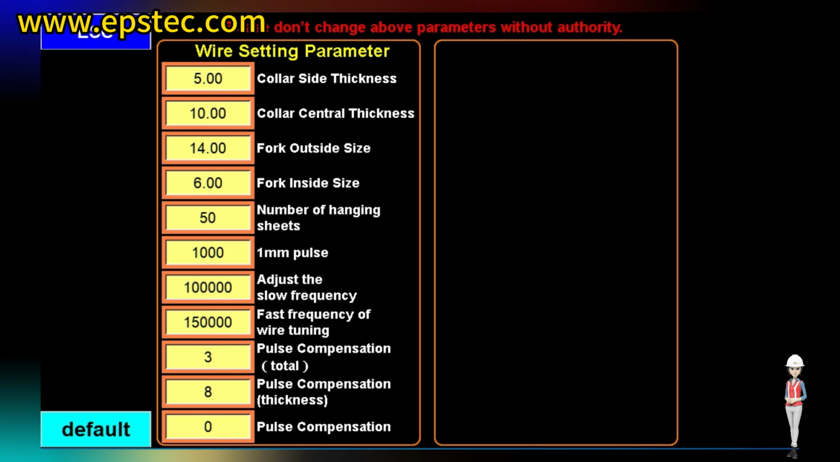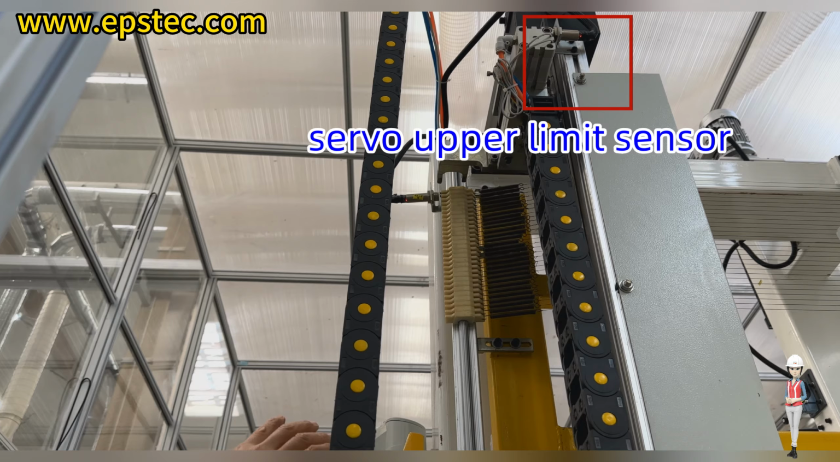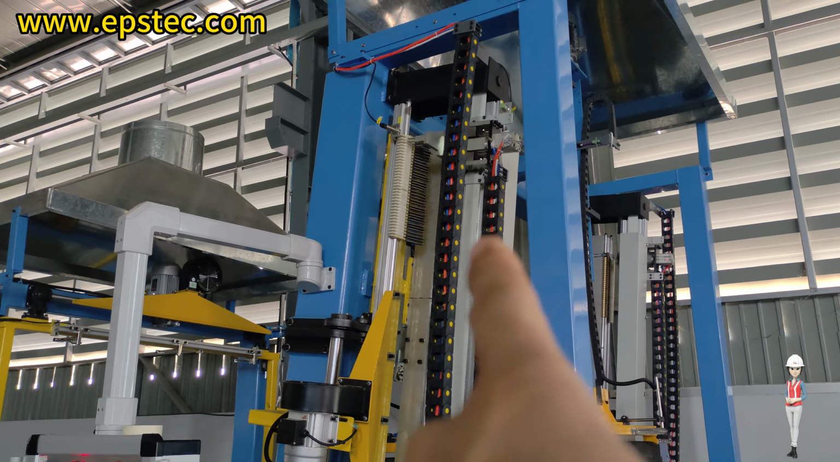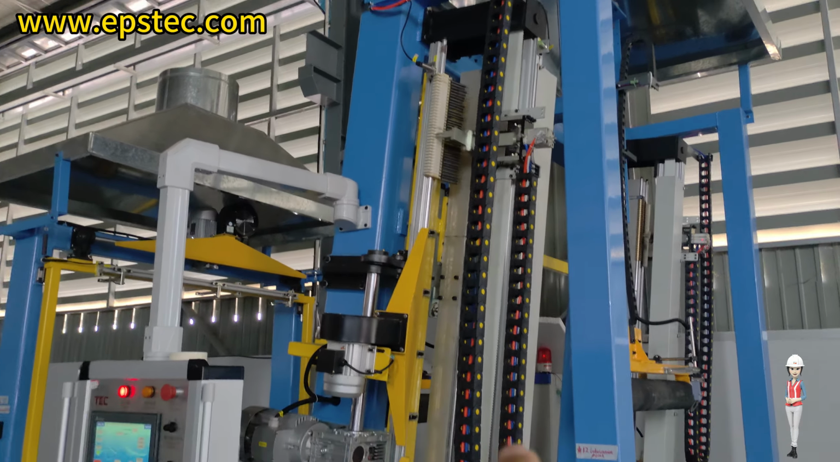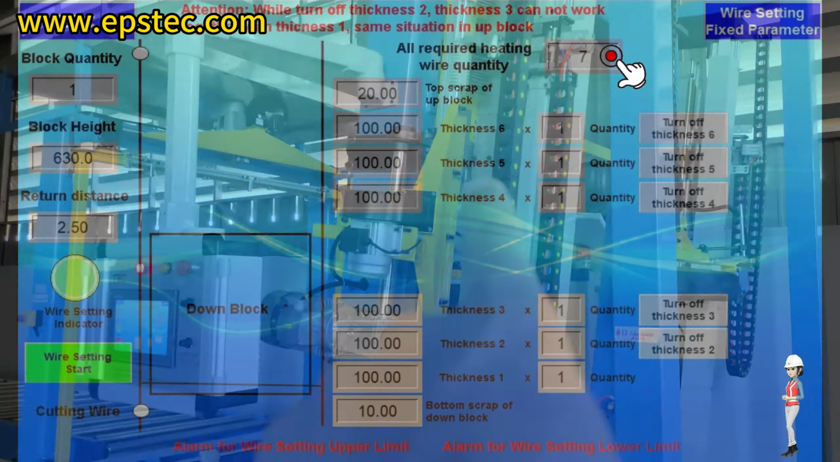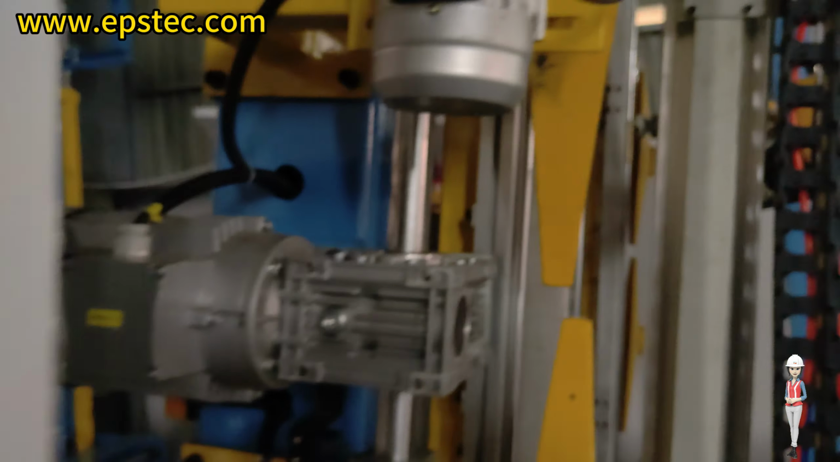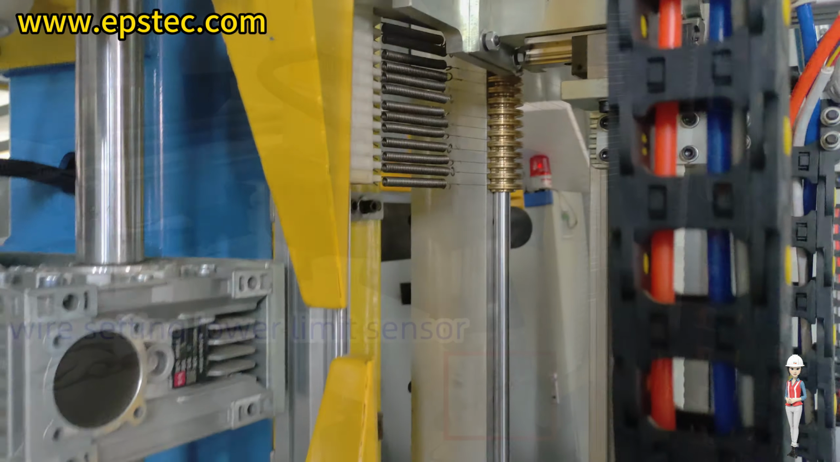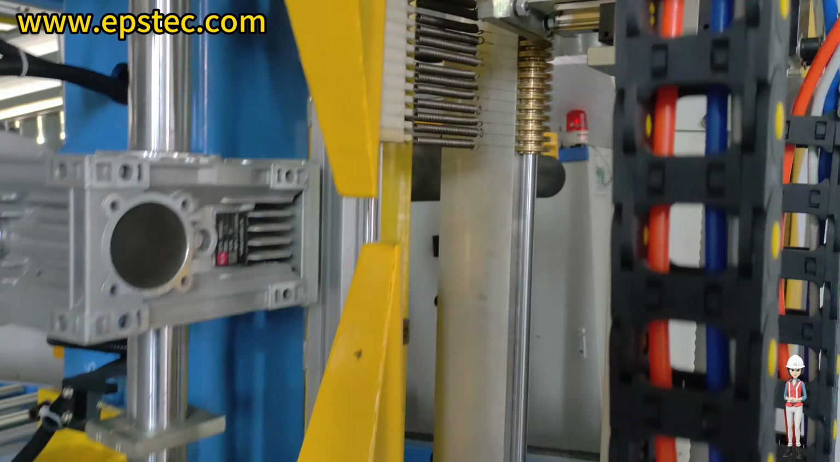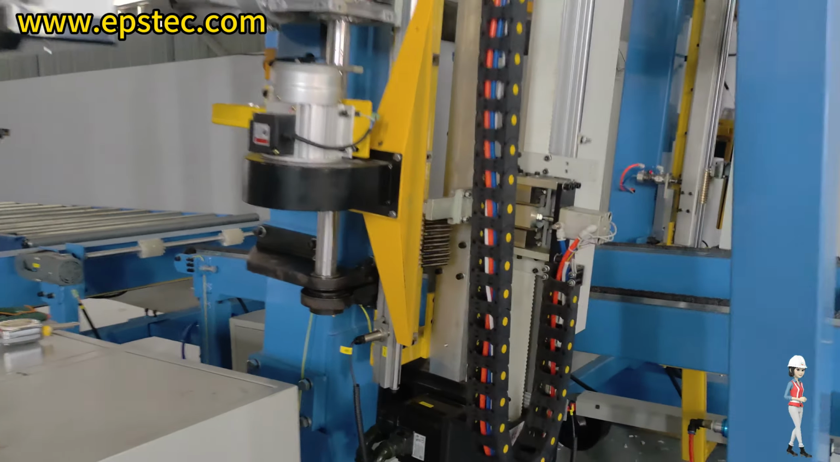3. The wire setting cylinder returns to the preset servo upper limit position, ensuring that the cylinder is in the correct starting position. Then, the cylinder descends again, finds and pushes down the corresponding number of copper wire holders according to the preset number of cutting wires, until these sliders touch the servo lower limit position, completing the positioning of the cutting wires.